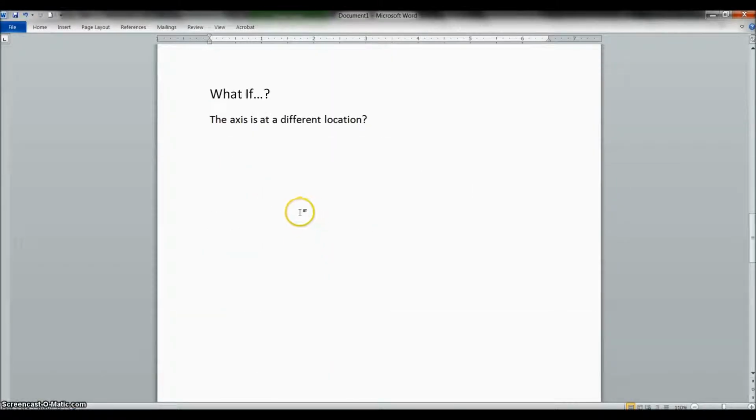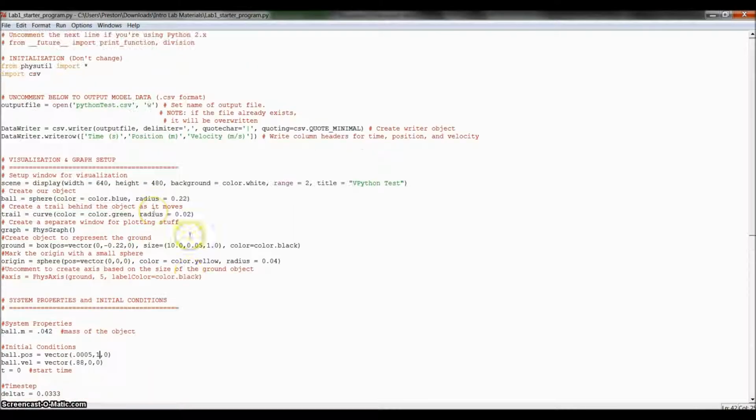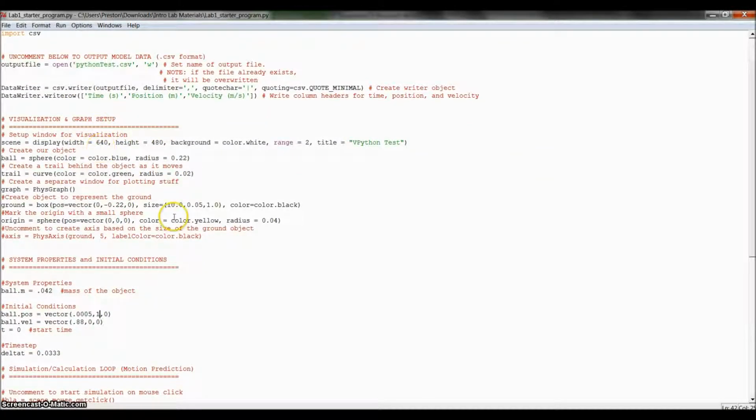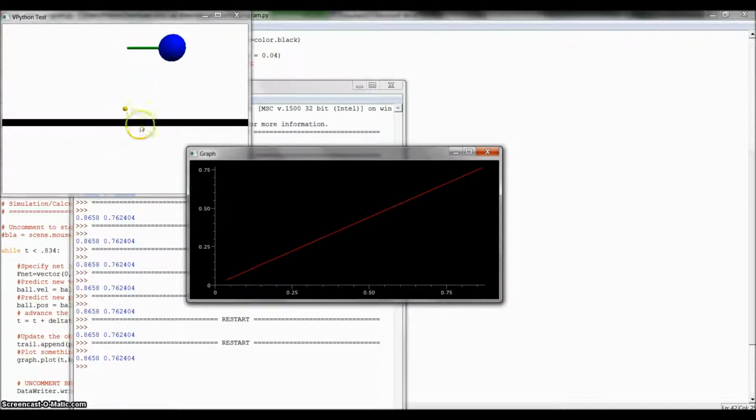I'm going to go to the what if question, which is: what if the axis is at a different location? What would happen if we moved the axis down by 1 in the y direction? Another way of saying moving the axis down by 1 is moving the initial position up by 1. So I'm going to run the Python simulation. As you can see, instead of starting at the origin here, it starts just 1 up. But we're still going to get a constant velocity in the positive x direction. So moving the origin in the y direction has no effect on the direction or force on the velocity of the puck as it moves.